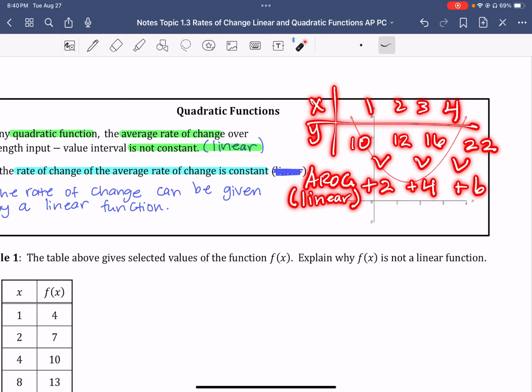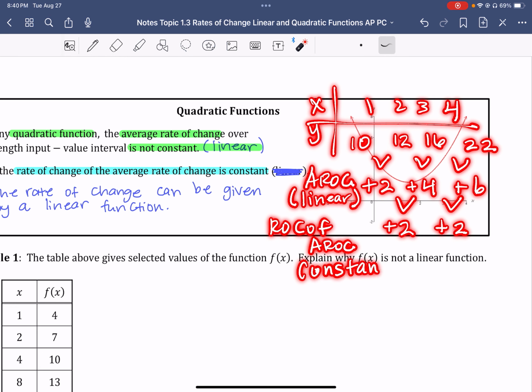Okay, that just means it's not constant, but it is linear. So you want to keep going until it is constant. Now I'm going to find the rate of change of my average rate of change. To get from 2 to 4, I have to add 2, and to get from 4 to 6, I also have to add 2. Since the 2's are the same, the rate of change of the average rate of change is constant, which is what you want.